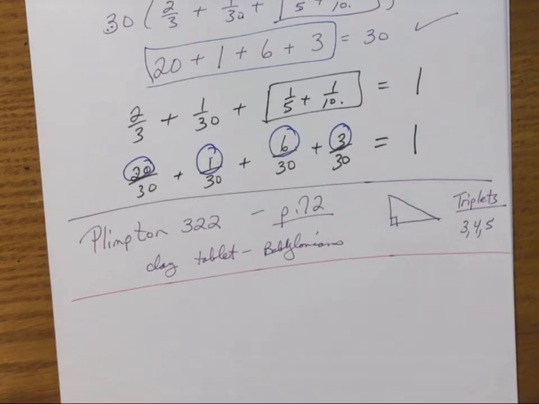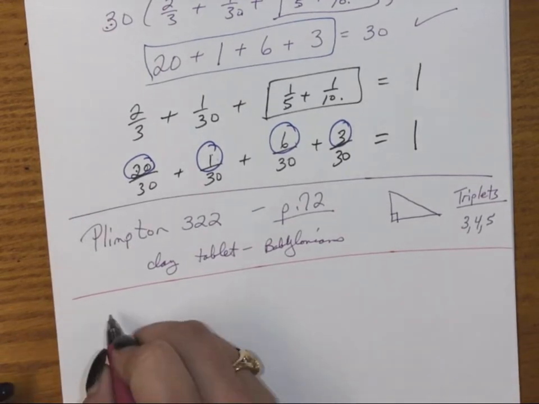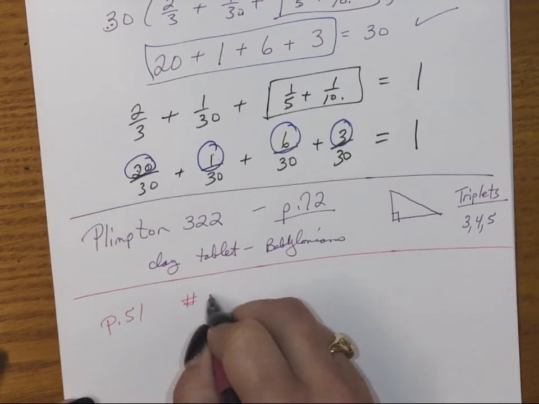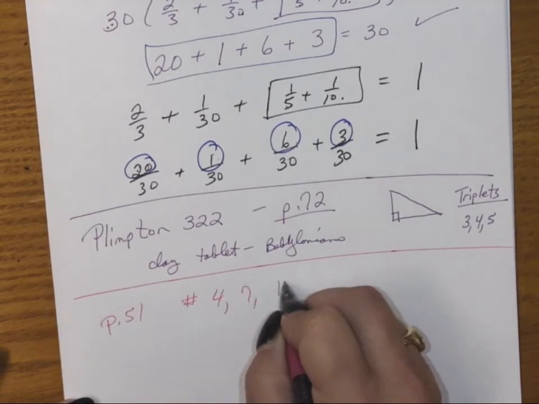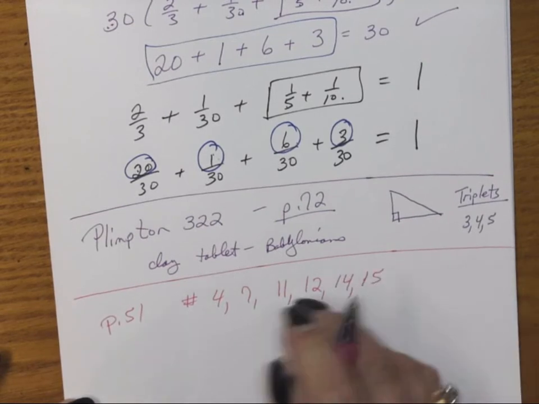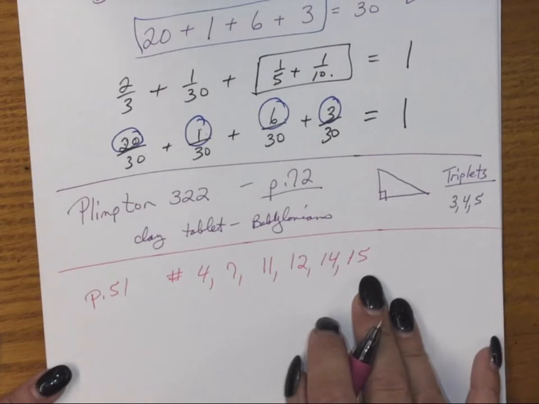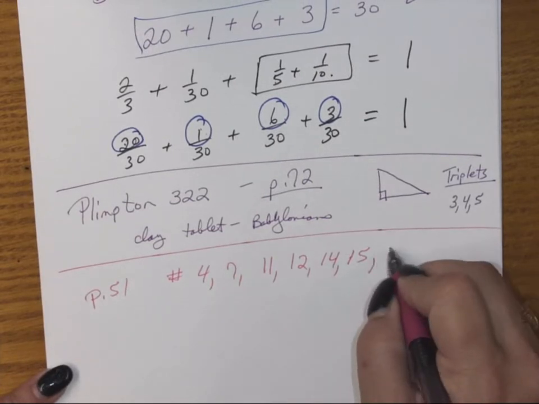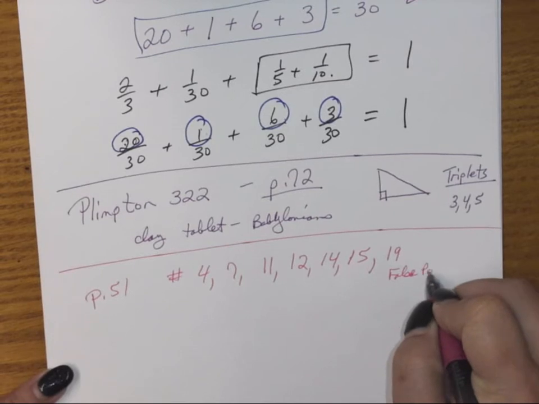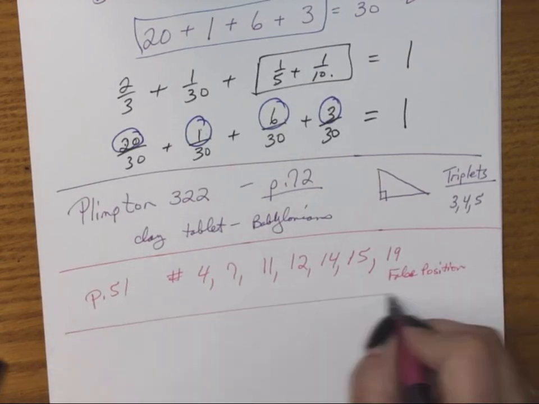So instead, you're going to have these two homeworks I want you to look at. And it's page 51, number 4, 7, 11, 12, 14, and 15. I might actually assign that far on Friday in class, but I also want to add number 19, which is about false position. So take a look at that and make sure you're good on it.